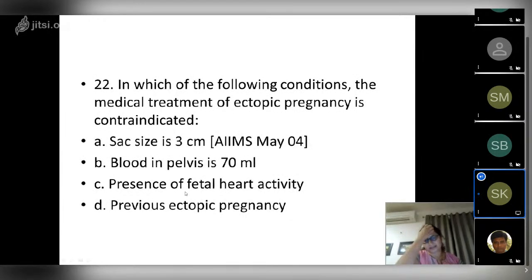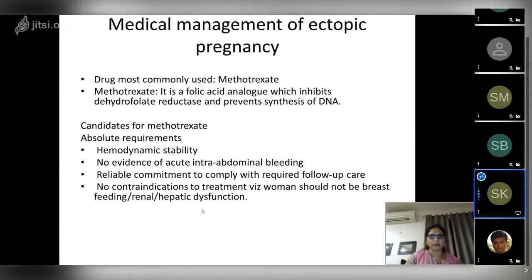Presence of fetal heart activity is a contraindication for medical treatment. Whereas when the sac size is 3 centimeters, or when there is hardly 70 ml blood in the pelvis, or even if there is a previous ectopic, we can still go ahead with the medical treatment. Okay. Now, a few important points regarding medical management. You have to remember the drugs. The drug most commonly used is methotrexate, a folic acid analog which inhibits dihydrofolate reductase and prevents the synthesis of DNA.